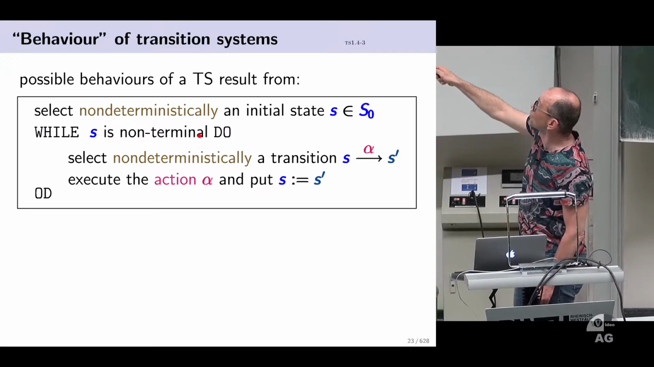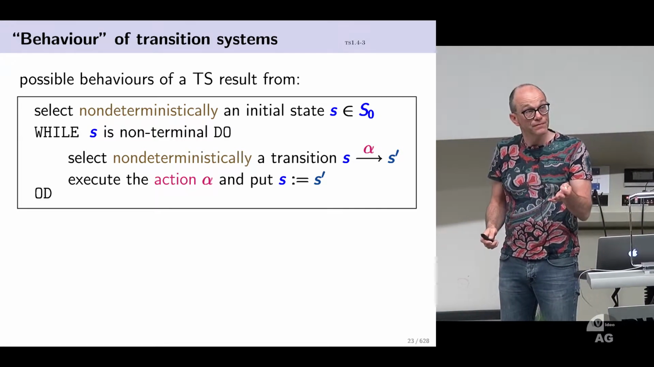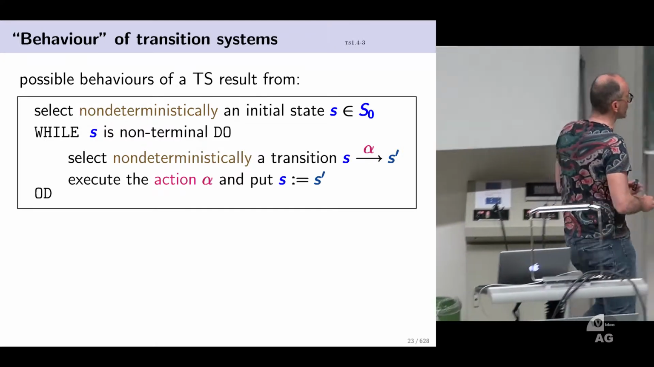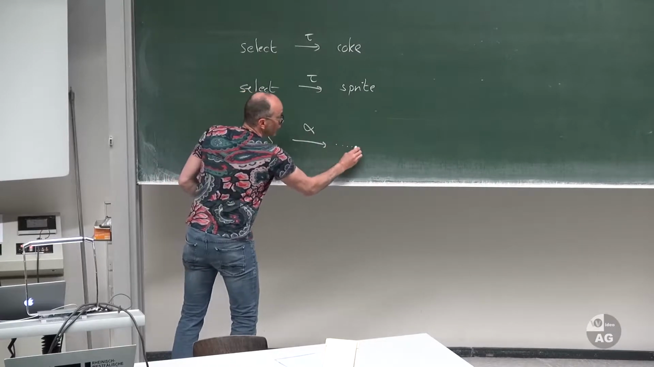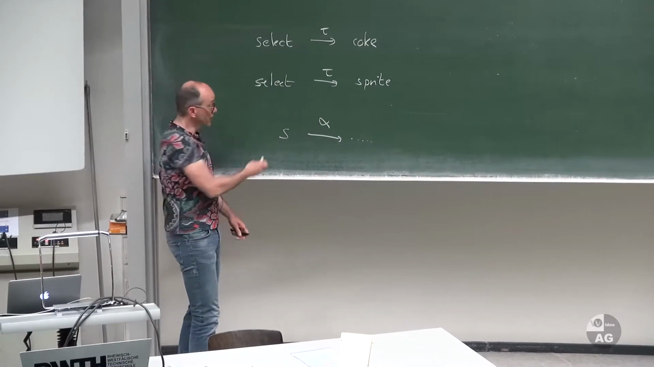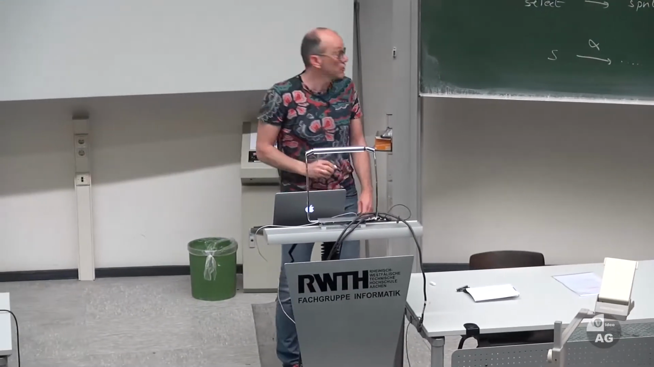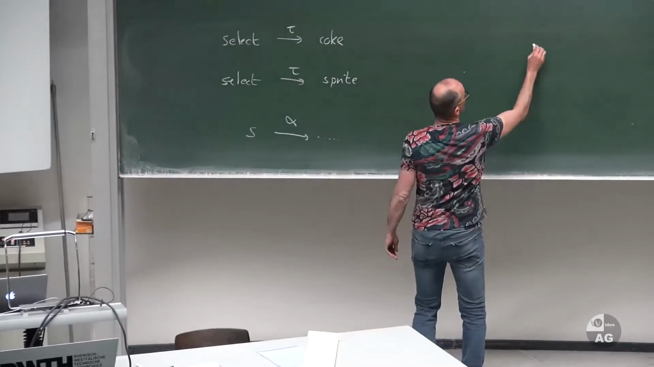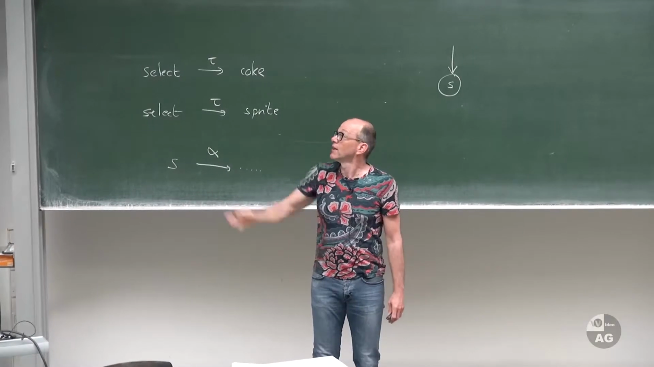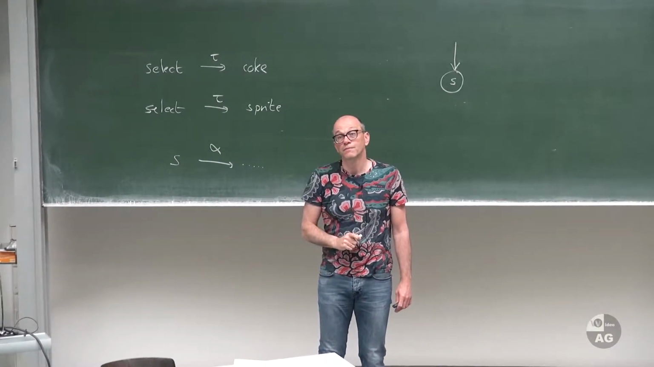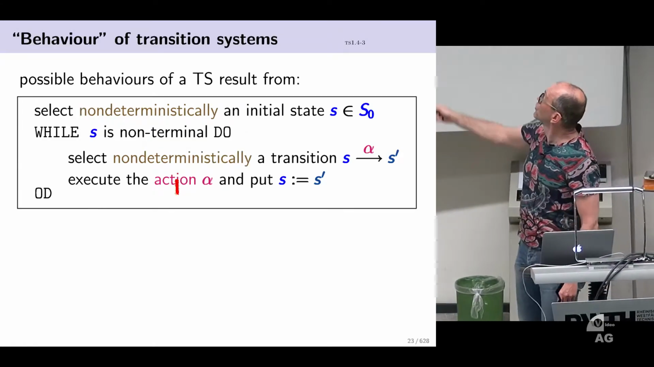Then if S is non-terminal, what does that mean? If S has at least one outgoing transition, which means we need to have something of the form S moves with some action alpha somewhere. If such a transition doesn't exist, S is terminal. We cannot continue. So in the very simple case where we start here and this is S, but it has no outgoing arrows, then we don't enter the while loop.